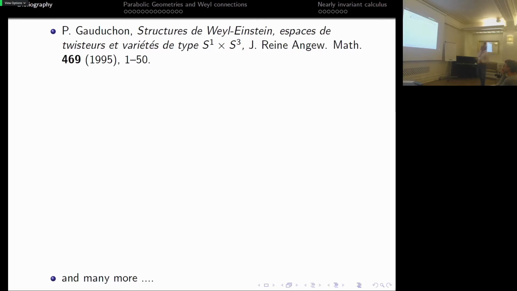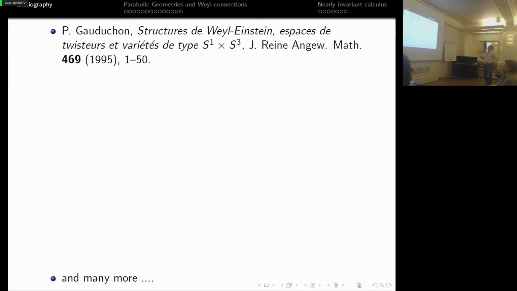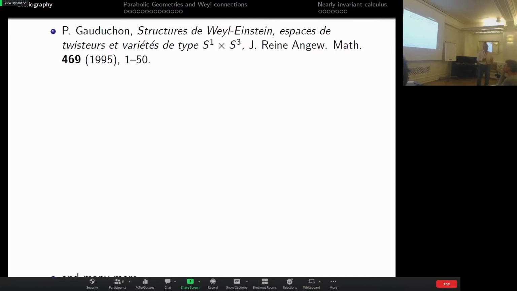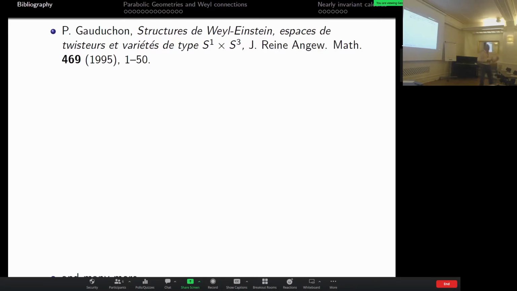For me, in the middle of the 90s, there was this paper by Paul Gauduchon about the so-called Weyl structures, which deals with Weyl connections for conformal geometry. These are all the connections whose holonomy sits in the conformal orthogonal group, right? And it's known that they contain all the Levi-Civita connections of the conformal class of metrics, and that there are some more.